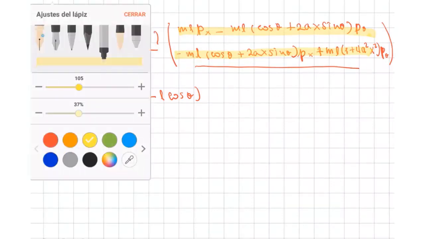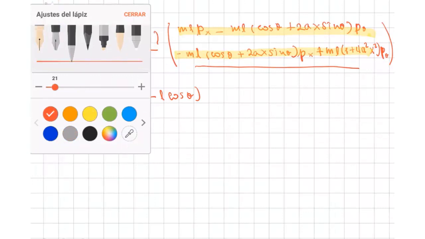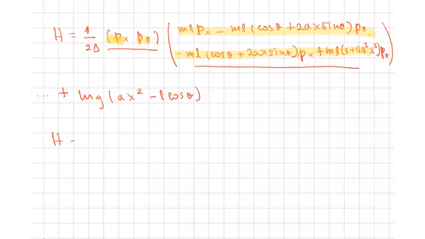So the result of this calculation is H. Okay, I'm going to take this M, which is multiplying each of the terms in the matrix. So I'm going to take the common factor M out of the matrix. I can do that because it's a constant and it's multiplying every term of the matrix. So I can write M and get rid of the M out of the matrix to delta.